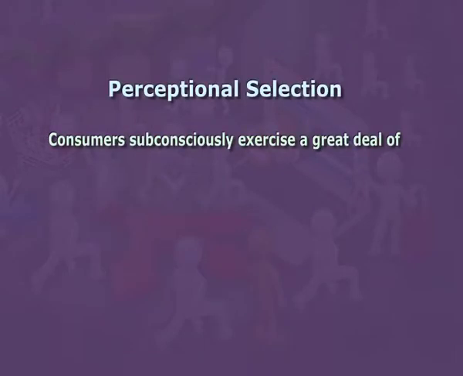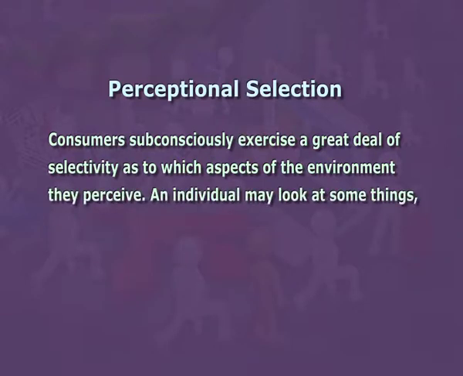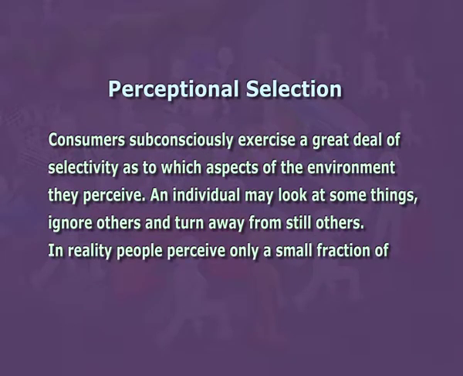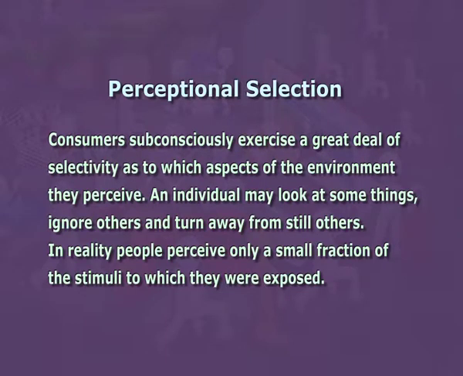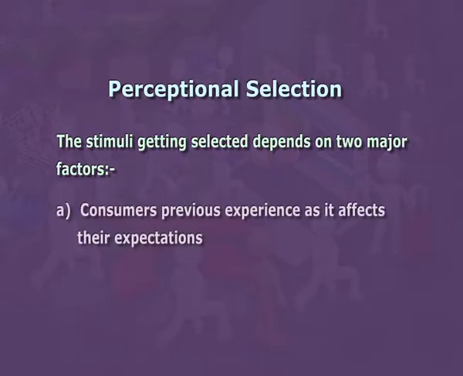Fifthly, perceptual selection. Consumers subconsciously exercise a great deal of selectivity as to which aspects of the environment they perceive. An individual may look at some things, ignore others and turn away from still others. In reality, people perceive only a small fraction of the stimuli to which they were exposed. The stimuli getting selected depends on two major factors. Firstly, consumers' previous experience as it affects their expectations, and secondly, their motives at the time.